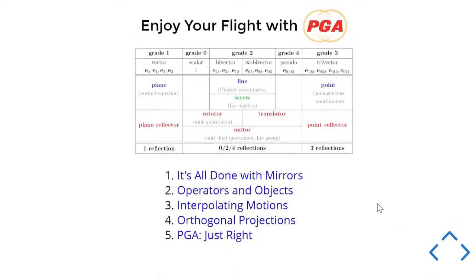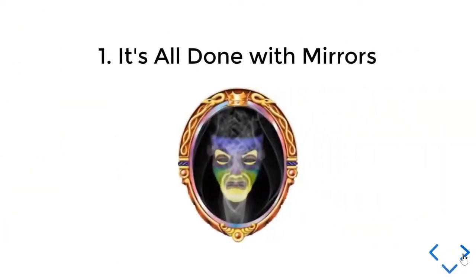So the sections in my talk are that we are first talking about mirrors, then we're talking about operators and objects and their relationship. We'll do a little bit of interpolation. I'll show you how orthogonal projections are included, and then hope to summarize with that it just seems to be just right when you look at it this way. So it's all done with mirrors.